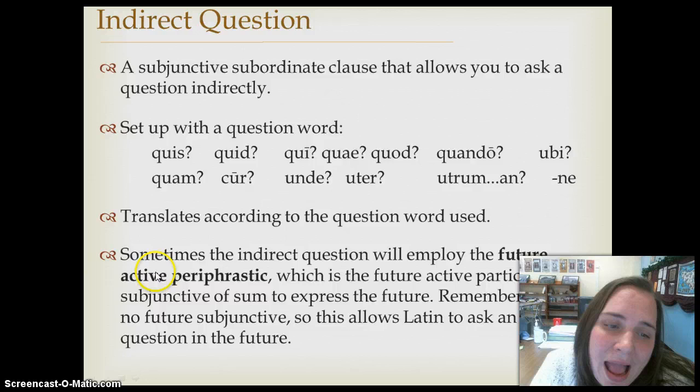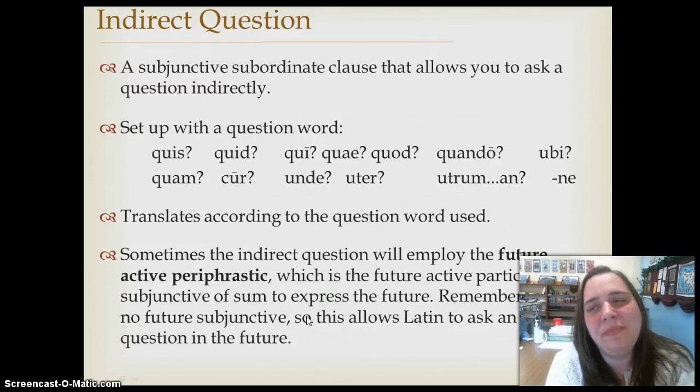construction called the future active periphrastic, which is when you use the future active participle plus the subjunctive of sum, present subjunctive of sum, to express the future. So future active participle plus sim, sis, sit, simus, sitis, or sint, okay?